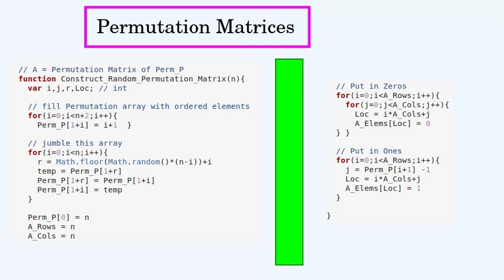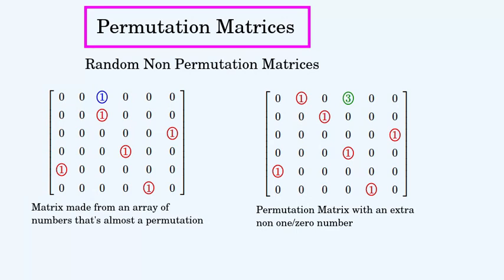columns equal to n. Now we'll write functions that can create two different types of almost permutation matrices that are random. The first sort creates a matrix from an array that's almost a permutation, but that has one number occurring twice, and the other sort has a random non-1-0 number inserted into it.